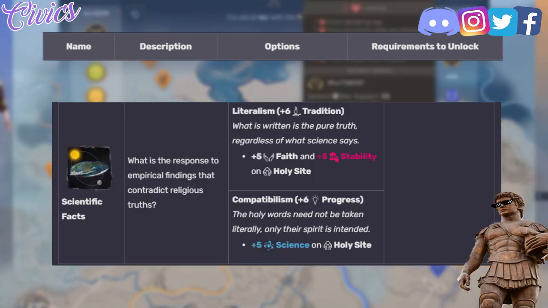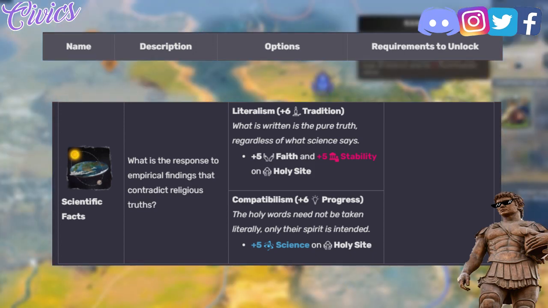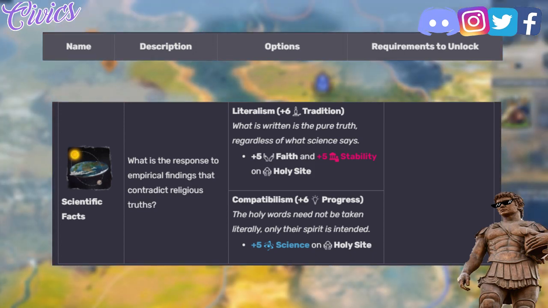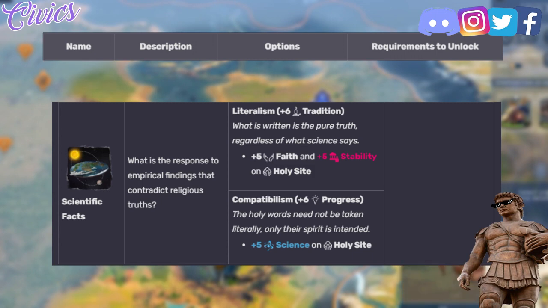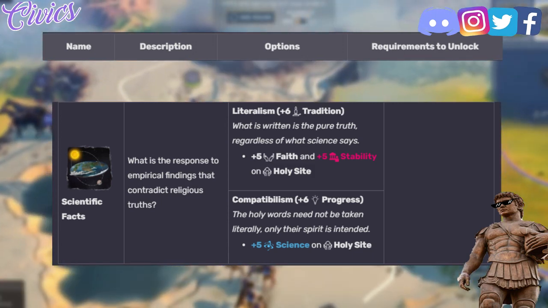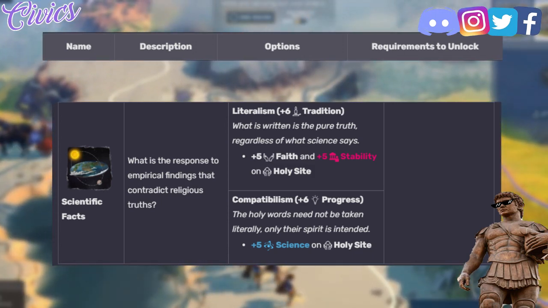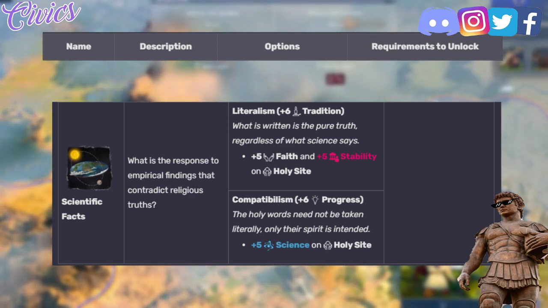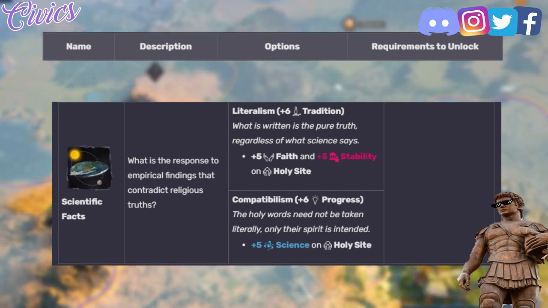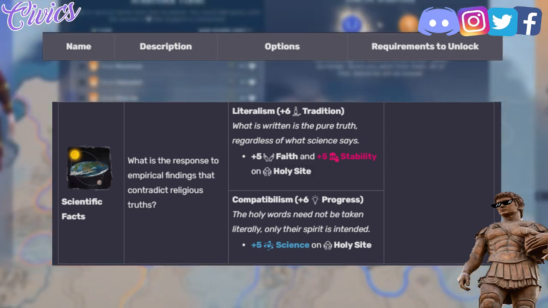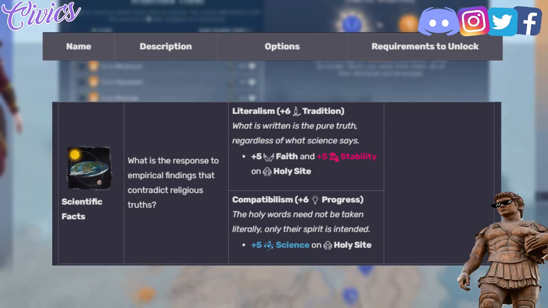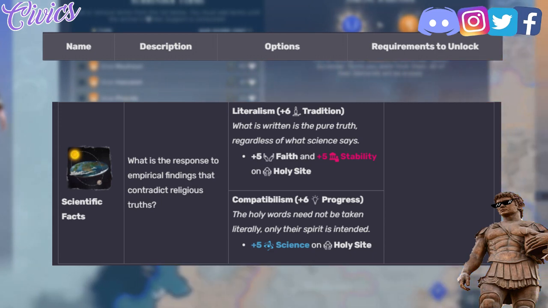Scientific facts. What is the response to empirical findings that contradict religious truths? Option A, literalism, +6 tradition: what is written is the pure truth, regardless of what science says. Receive +5 faith and +5 stability on holy site. Option B, compatibilism, +6 progress: the holy words need not be taken literally, only their spirit is intended. Receive +5 science on holy site.